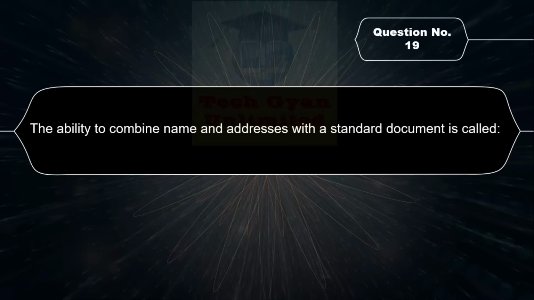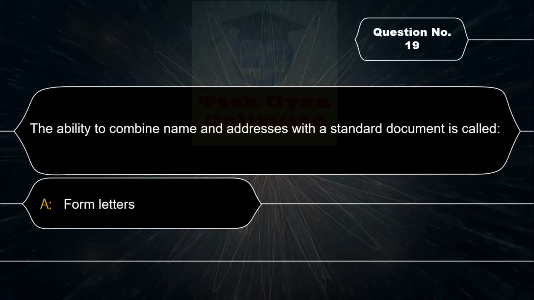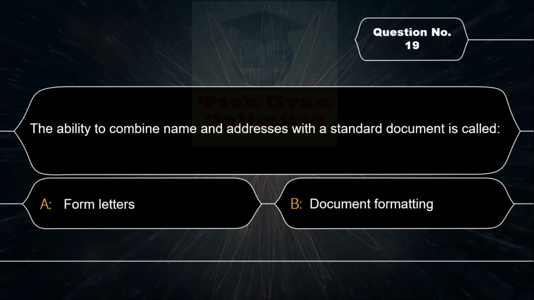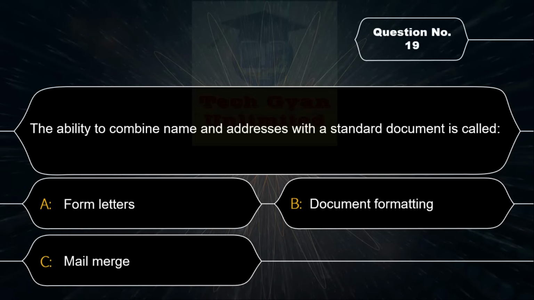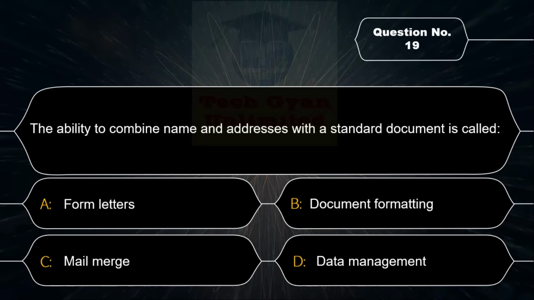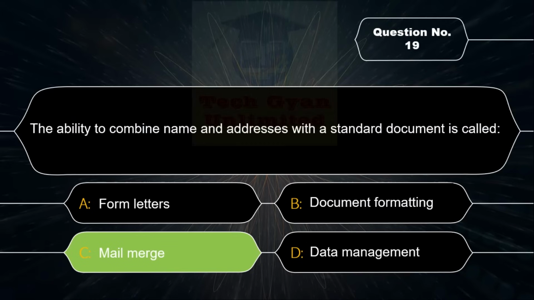The ability to combine names and addresses with a standard document is called option A, form letters. Option B, document formatting. Option C, mail merge. Option D, data management. Correct answer is option C, mail merge. Mail merge is the ability to combine names and addresses with a standard document.